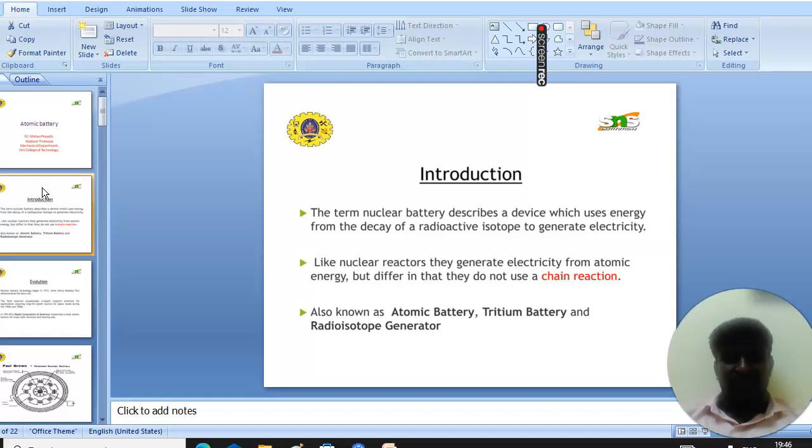Introduction. What is an atomic battery? The term nuclear battery describes a device which uses the energy from the decay of a radioisotope to generate electricity. Like nuclear reactors, they generate electricity from atomic energy, but differ in that they do not use a chain reaction. It is also known as an atomic battery, tritium battery, and radioisotope generator.